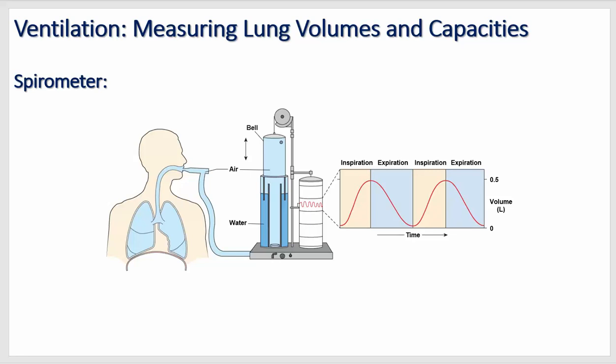So this is an old-time spirometer. They don't really look like this as much anymore, but it has this little, what they call a bell, that's kind of going up and down. So as you breathe air in, it pushes that bell up. So this can go up and it can go down.